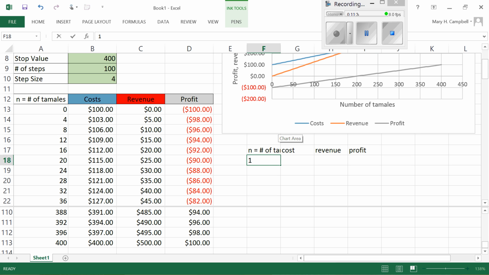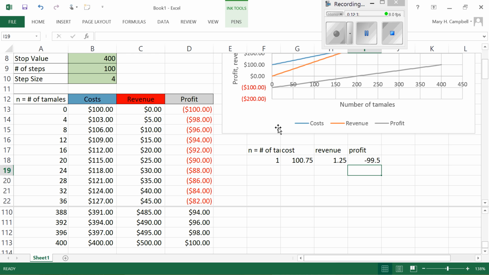Let's say 1 tamale. Our cost equation is 100 plus, let's see, that's 75 cents, wasn't it? Times the number of tamales. And then our revenue, $1.25 times the number of tamales. And then our profit is our revenue subtract our costs. I did that backwards. Let's make that revenue subtract costs.